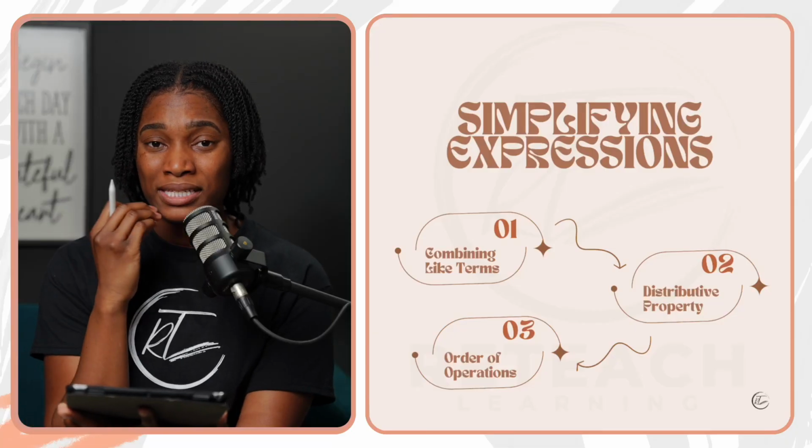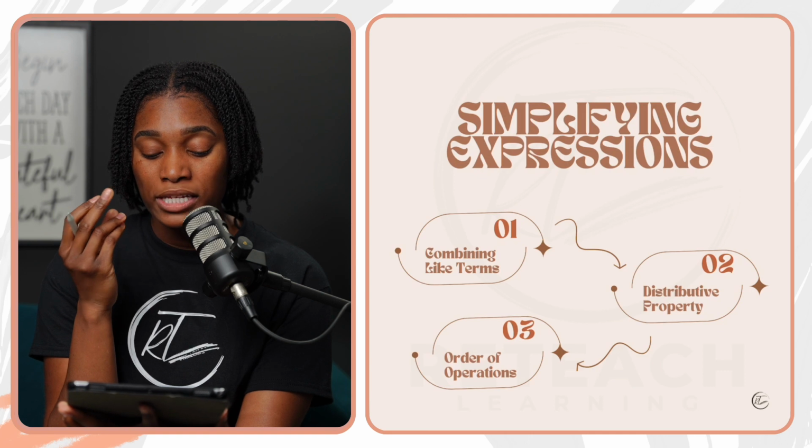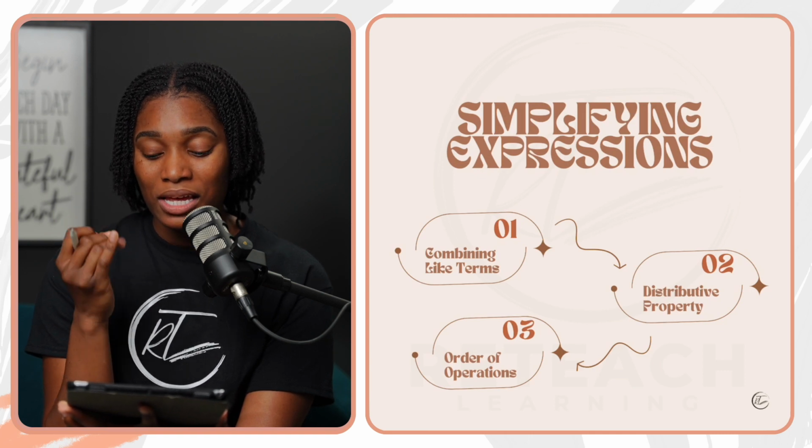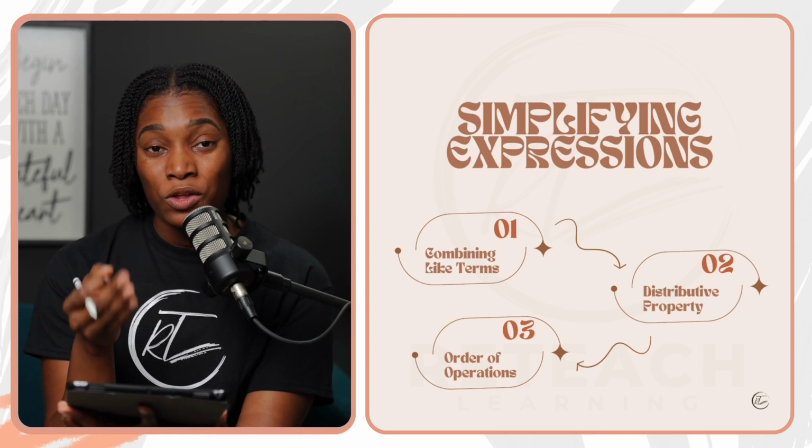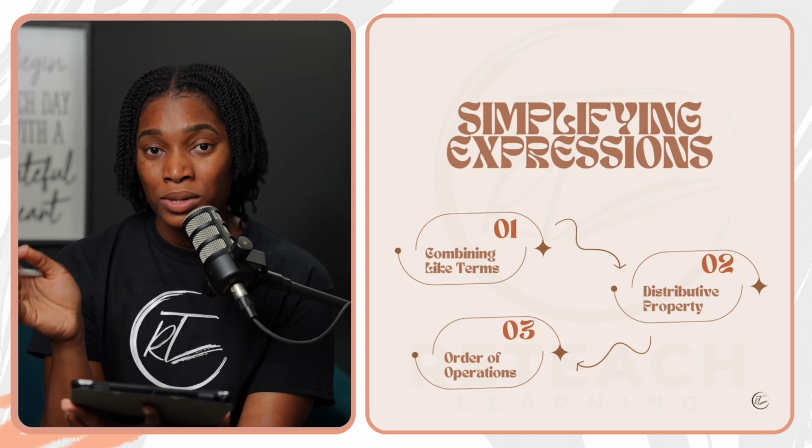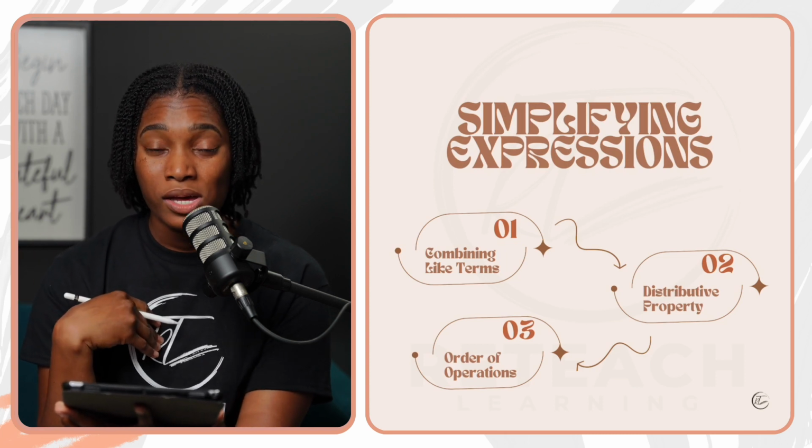There's three ways we tackle simplifying expressions. One is combining like terms. The other one is distributive property. Another one is order of operations. And there are other ones out there, but these are the three that we're going to tackle as we go forward, all right?